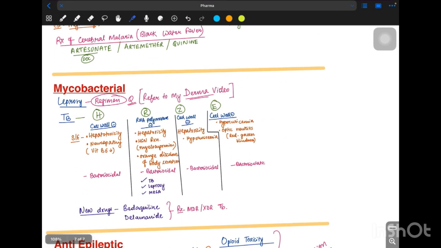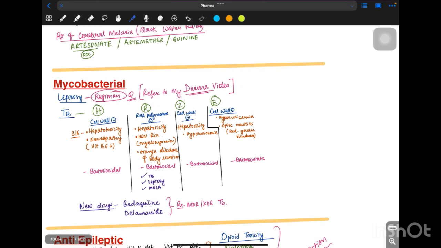Now, coming to mycobacterial drugs, drugs we give for mycobacterium. The most important ones are leprosy and TB. So leprosy regimen, you have to remember it very well. You can refer to my derma video for leprosy regimen. It is already discussed in the derma video. And for TB, there are drugs: isoniazid, rifampicin, pyrazinamide and ethambutol. HRZE group of drugs. So what are these drugs?